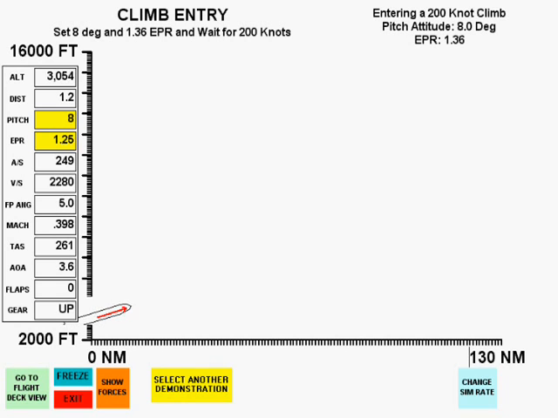We will enter a 200-knot climb, which will require a pitch attitude of 8 degrees and an EPR setting of 1.36. Both the pitch attitude and EPR setting will be set together because this is a changing both flight path and airspeed situation. Notice that the airspeed will stabilize at 200 knots.